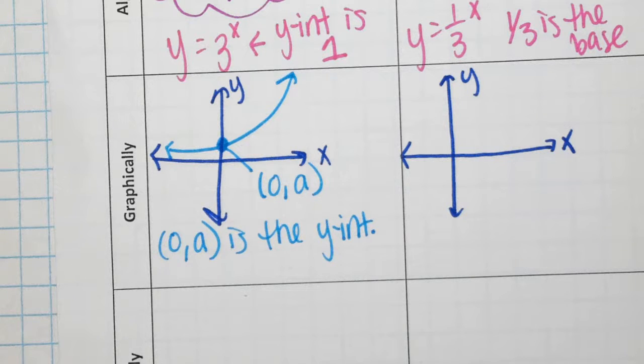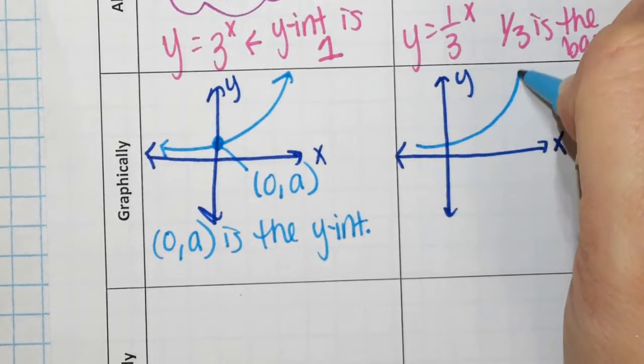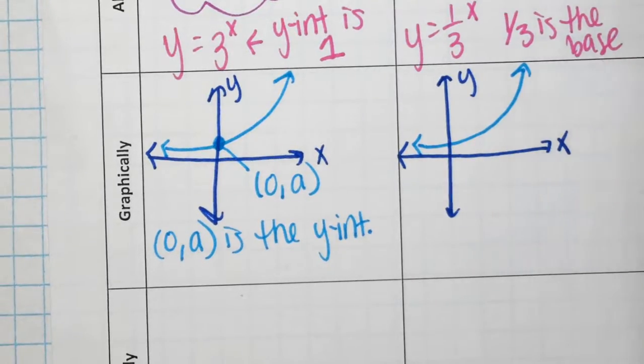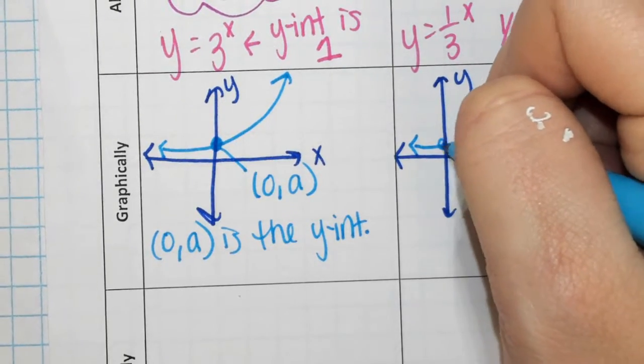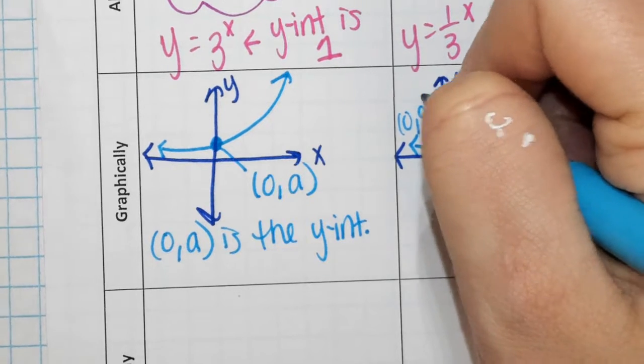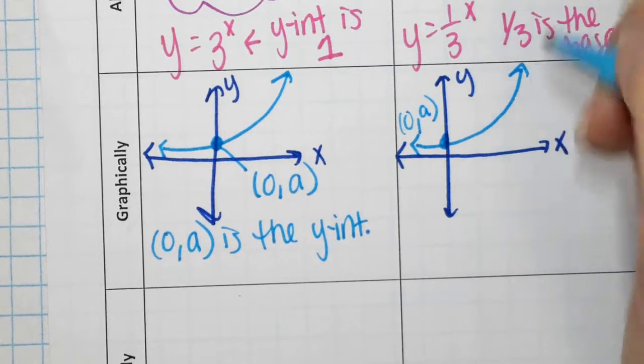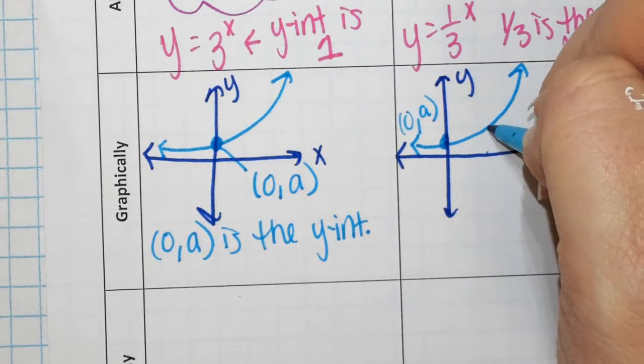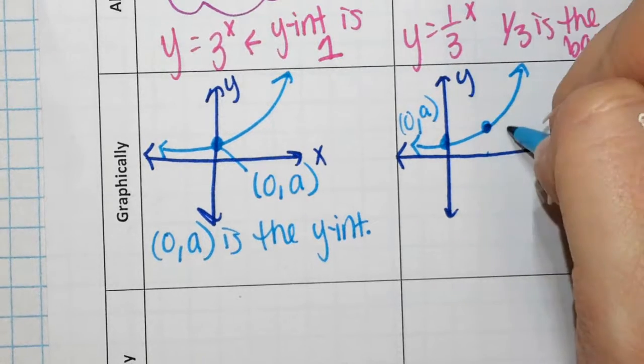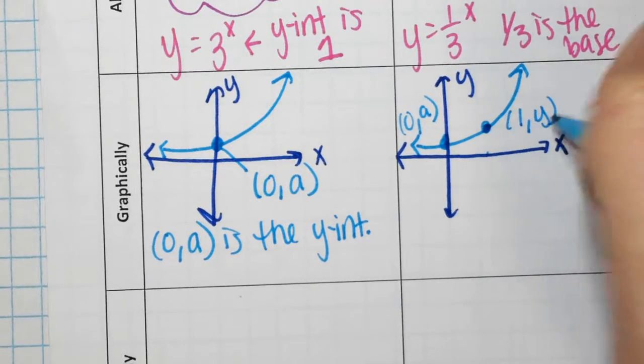Now, finding the base from a graph is a little trickier. What you have to do is find 2 points on that graph. And you know that you can find your y-intercept. So this coordinate is 0, A. And we're going to go right 1 and up however many this is. We're going to call it 1, y.